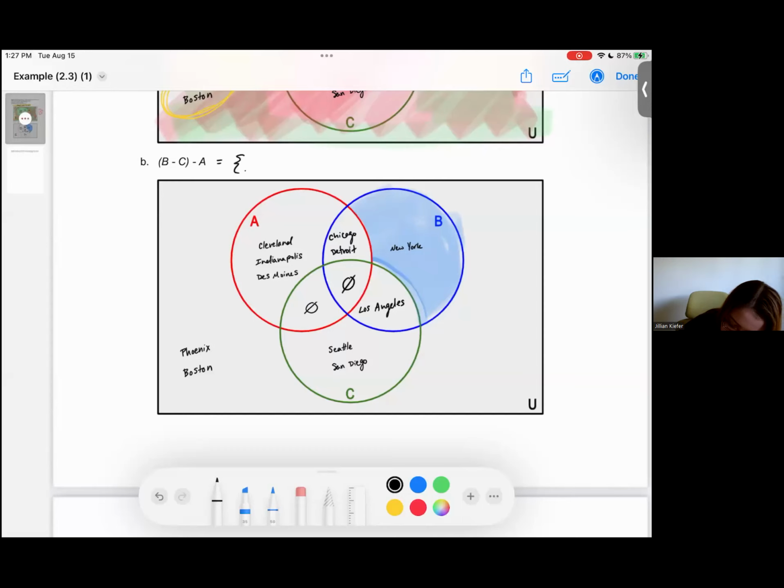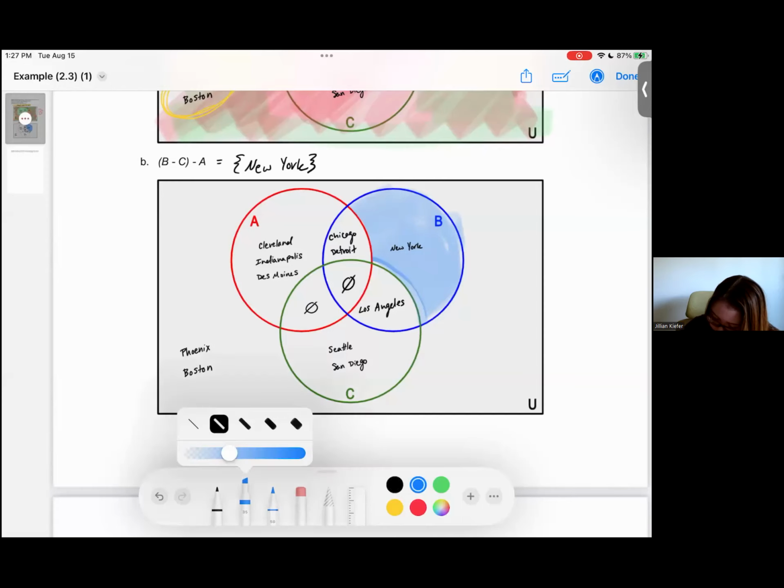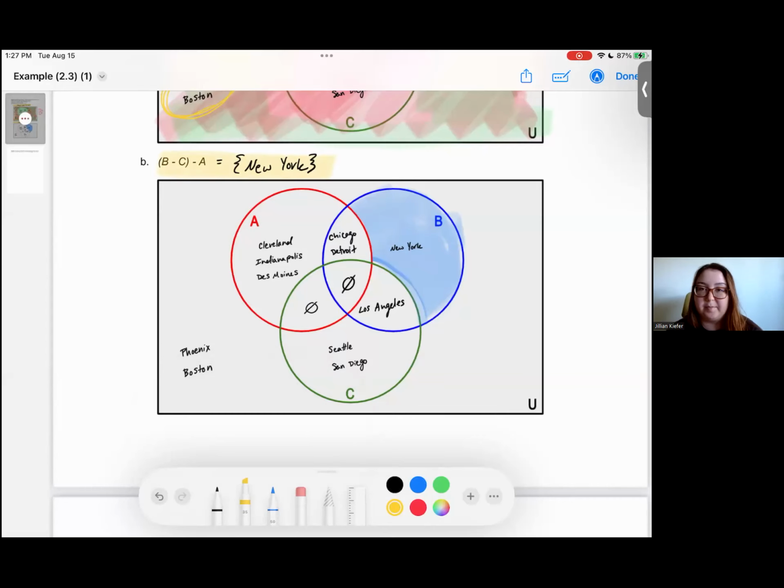So the answer would be the set of the single element New York. And that would be our answer there.